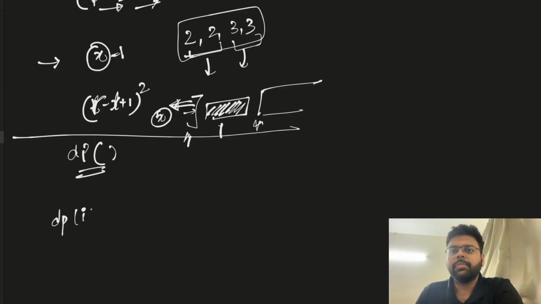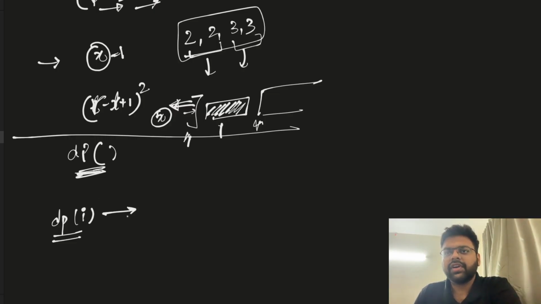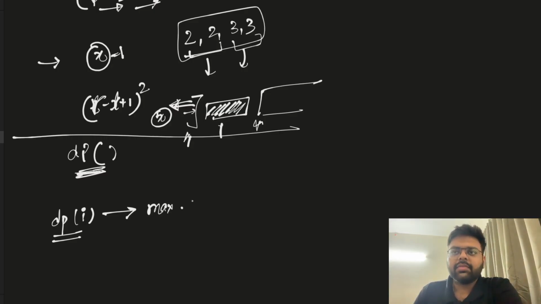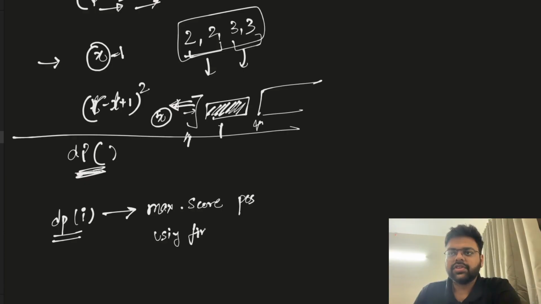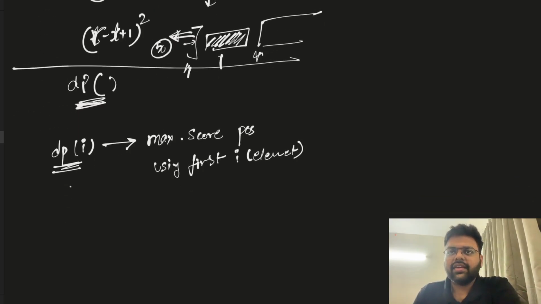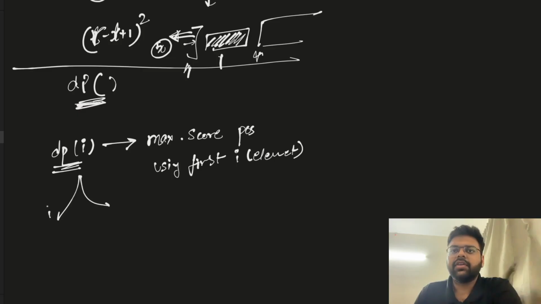If you have followed my previous videos, for every DP solution you need to first define the state of the DP. So if we define the DP state, dp of i is the maximum score possible using the first i elements. If I define dp as this, then I have two options for each element. For this ith element, I have two options.